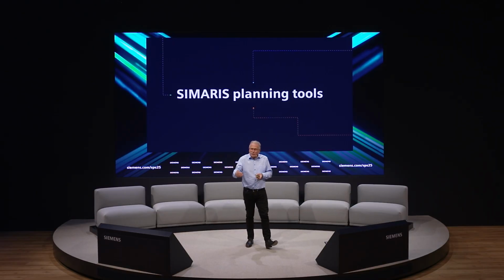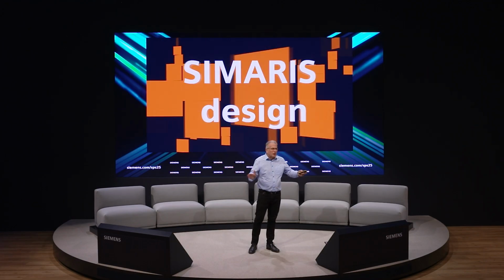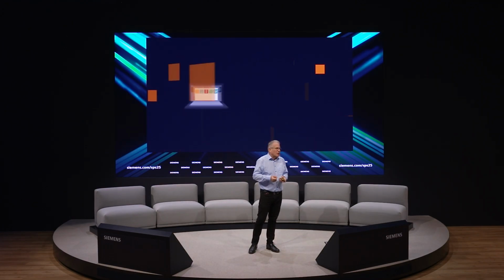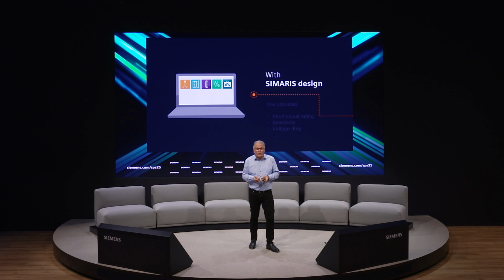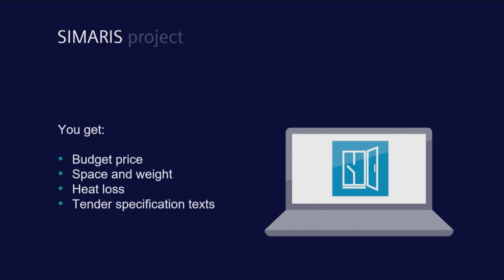So, for this purpose, we are offering consistent tools from Siemens, starting with the Simaris design as a net calculation for calculating the short circuit, the selectivity, the voltage drop, and so on. And this goes hand in hand with Simaris project. Simaris project gives you the size and the weight of the system, it gives you the budget price of the system, and the tendering text to be prepared for the ordering phase.